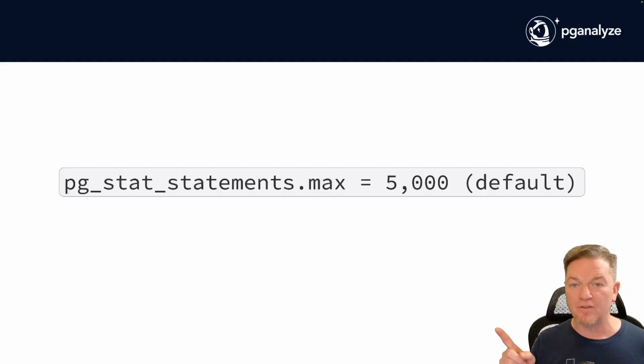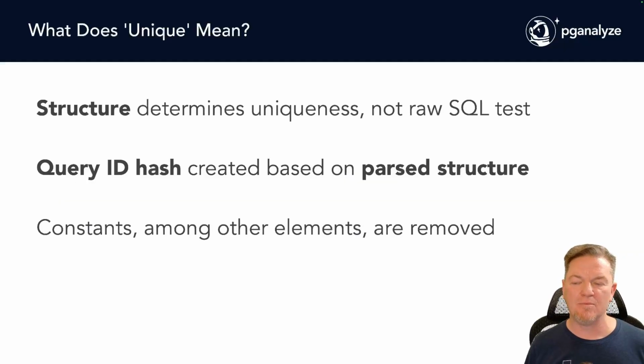Now, you can configure this. You can make it higher. You can make it lower. But this is the upper limit of how many statements at any one time pg_stat_statements will be tracking metrics for in that in-memory hash table.